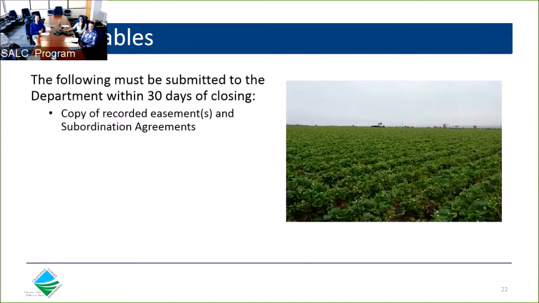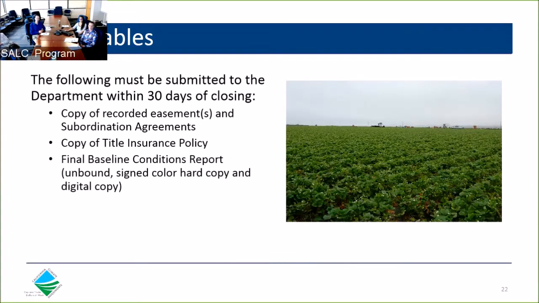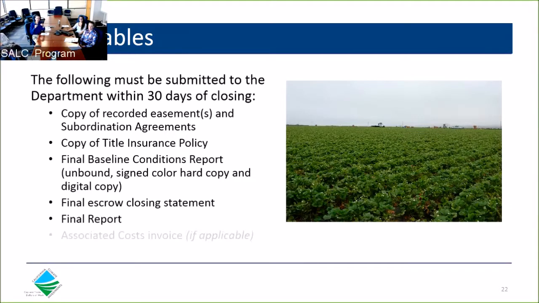A conformed copy of the recorded easement and subordination agreements, if there are any, a copy of the title insurance policy, the final baseline conditions report that is unbound, signed and received, both hard copy and digital copy, the final closing escrow statement, and the final report. Also, the associated cost invoice. Please note the associated cost invoice will only be paid once all of the deliverables listed on this slide have been received and are approved by the department.